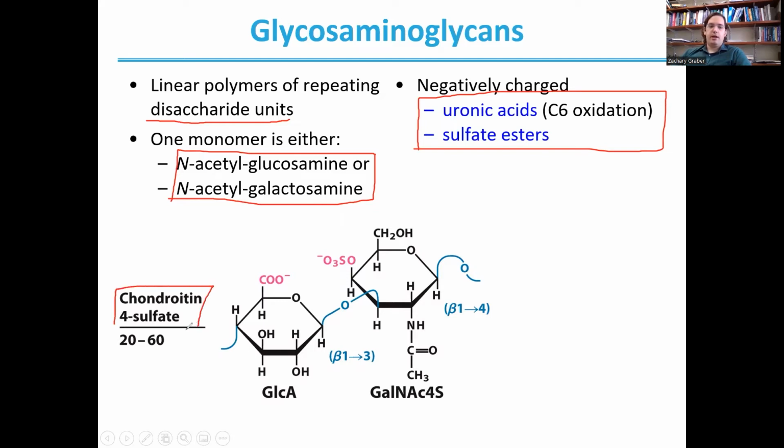So here we have chondroitin 4-sulfate, and you'll notice now we have galactose here instead of our glucose, and we also have an additional sulfate ester added on here as well. So the key things that stay the same: we'll almost always have an N-acetyl sugar, and we'll always have some negative charge here, but the exact sugars will vary depending on what glycosaminoglycan we're looking at.